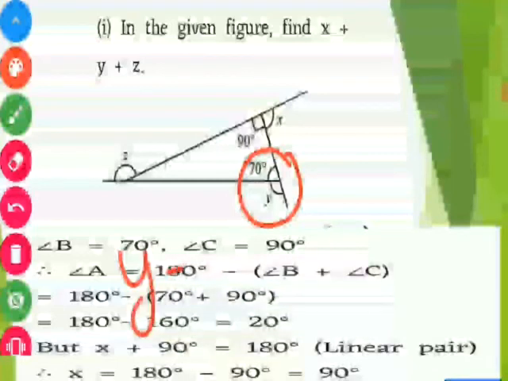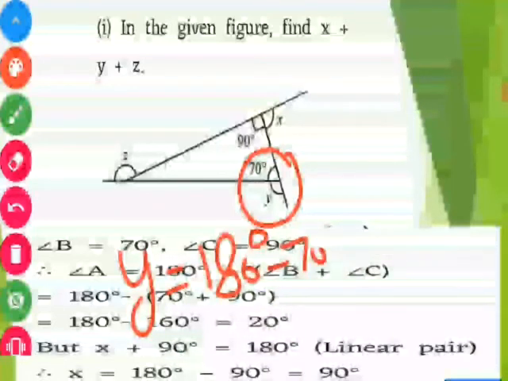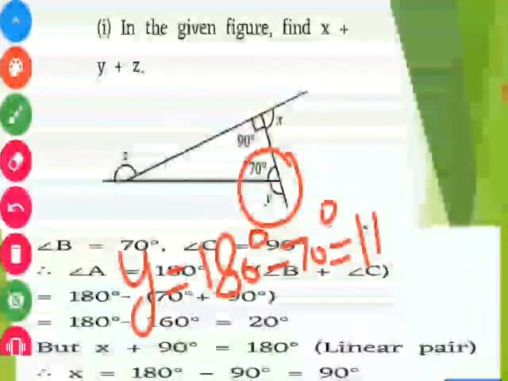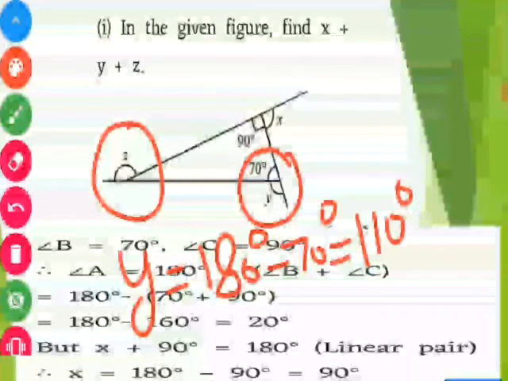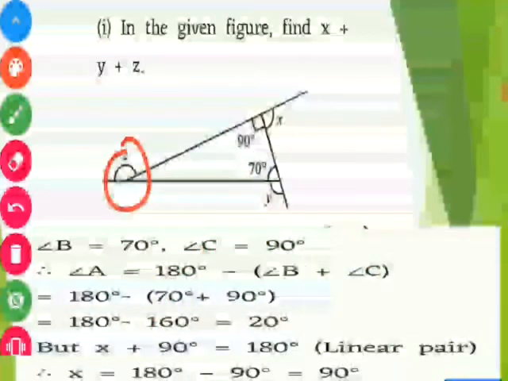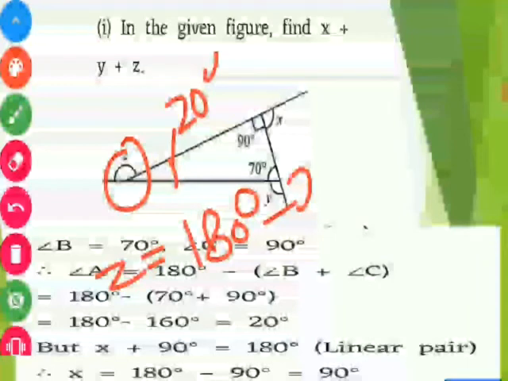So y will be equals to 180 degree minus 70 degree, and this is 110 degree. Similarly, here also z we have to calculate. So z will be equals to 180 degree minus the third angle we have calculated, 20 degree. So 180 degree minus 20 degree is equals to 160 degree.